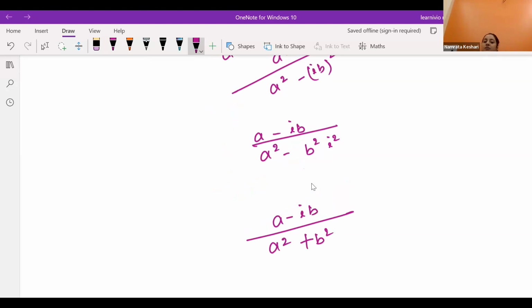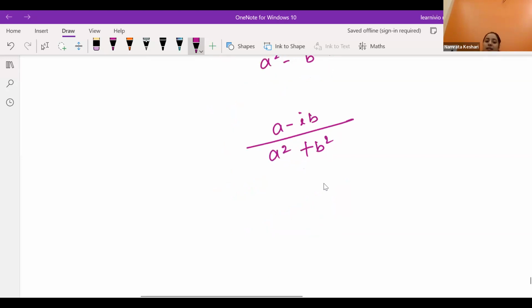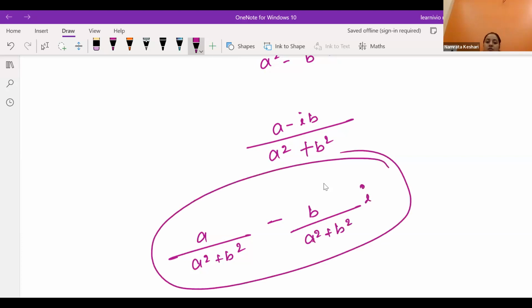If you separate it, you will be getting a by a square plus b square minus b by a square plus b square into i. This is what is directly written in your book, that this is the multiplicative inverse of a plus ib. कहाँ से आया ये? It just came from 1 by z, the concept only.